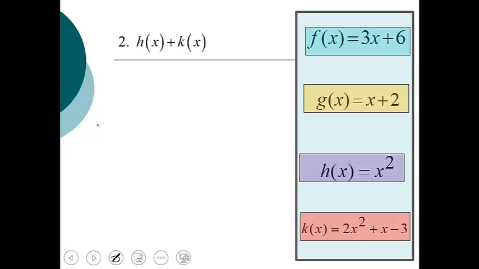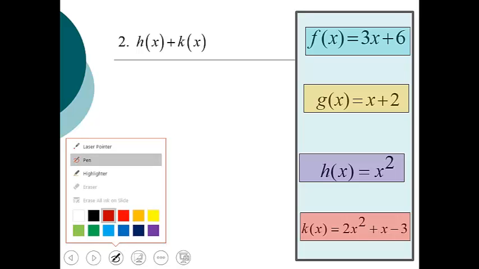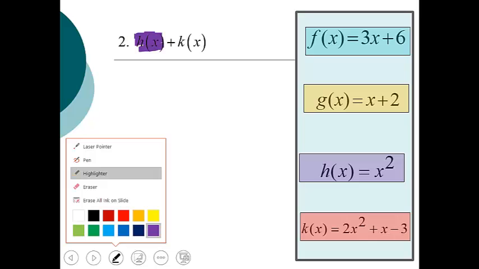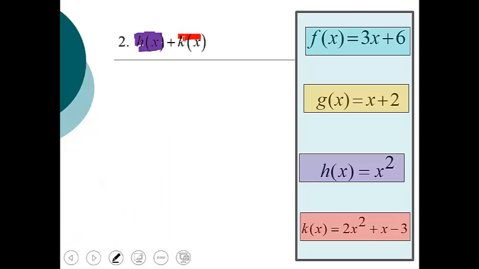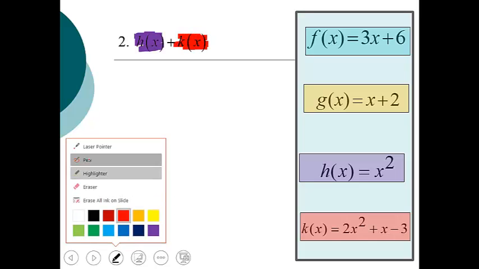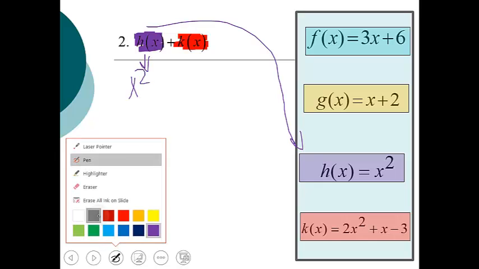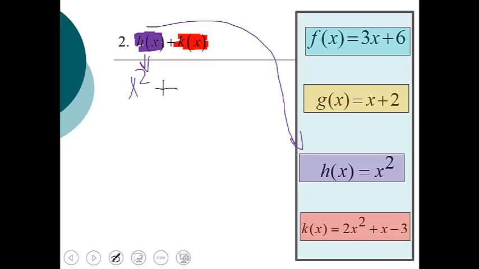simplifies to. Okay, so we're going to do the exact same thing, only now I'm dealing with h of x, which is my purple one, and my red, which is k of x. What I'm going to do is, again, I look at my purple, and what's that equal to? That's equal to x squared, so that becomes x squared. My plus sign stays the same, and my k of x, my red, becomes 2x squared plus x minus 3.